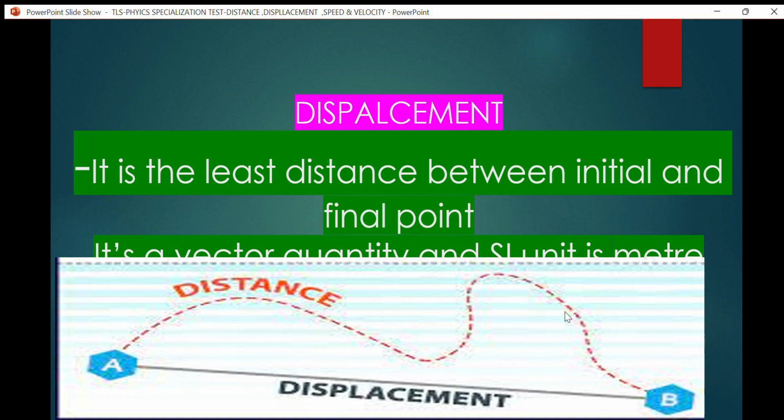In this diagram, from A to B, you can go by different directions. But the straight distance or the shortest distance between A and B, we will call displacement. So displacement is a vector quantity. Its unit is the same as distance, meter. When we talk about distance, we said it's always positive, but displacement can be positive, negative or zero. So that's one difference between distance and displacement.